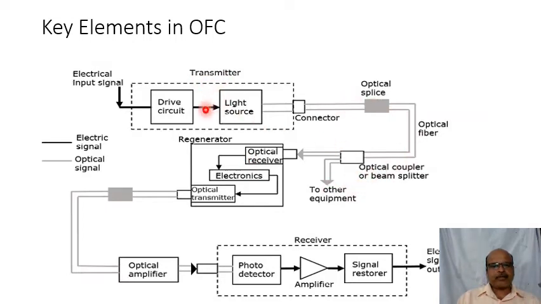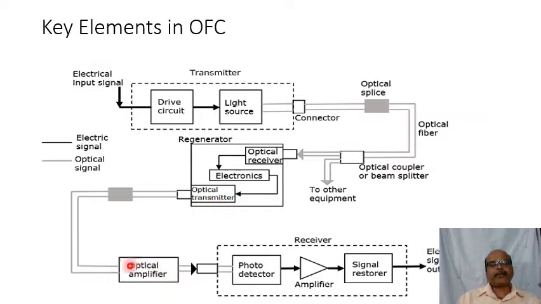The transmitter circuitry generally consists of a light source with driver circuitry. Generally the light source we use is an LED or laser diode. Then connectors are used to connect, optical splicers are used, and optical couplers are also used. When the signal becomes weak, regenerators are there to amplify that signal, and regenerators consist of an optical receiver, some electronics, and an optical transmitter.